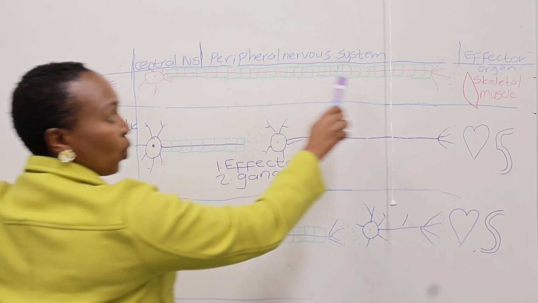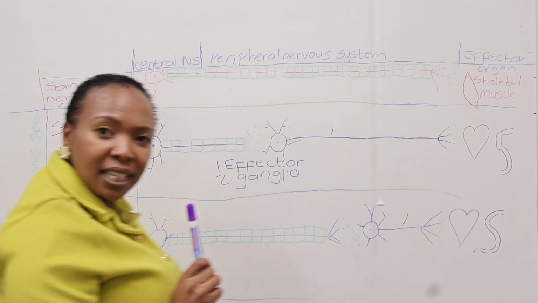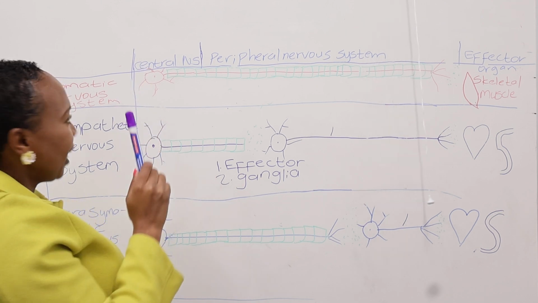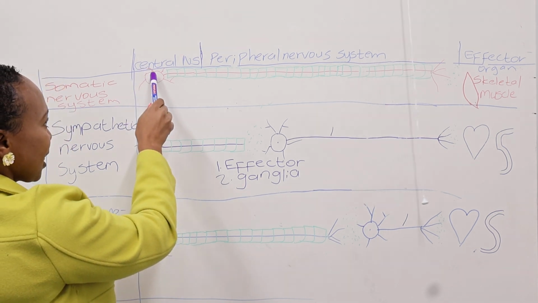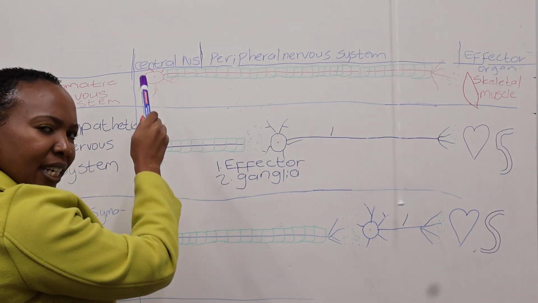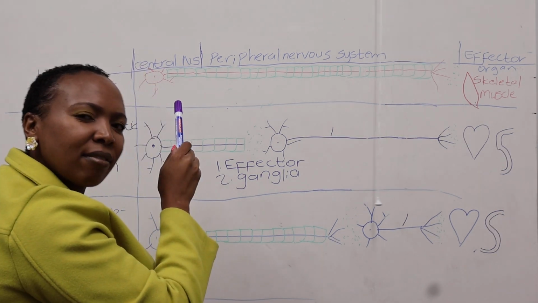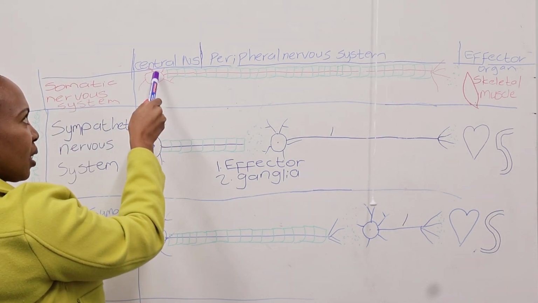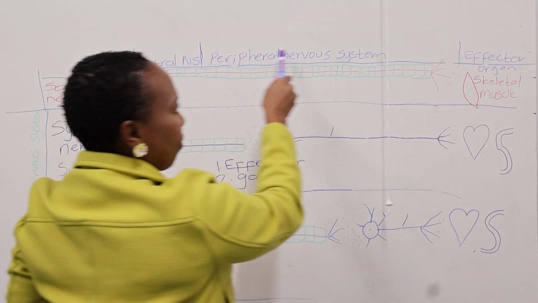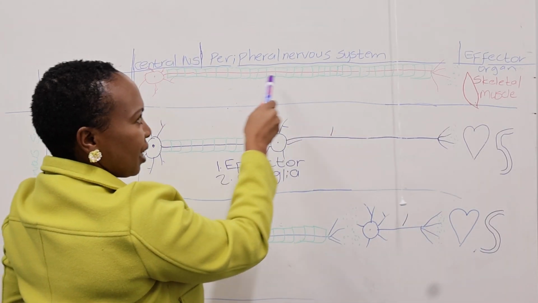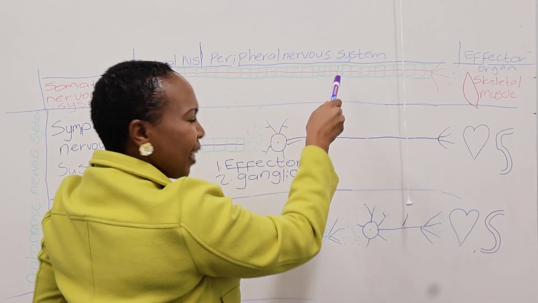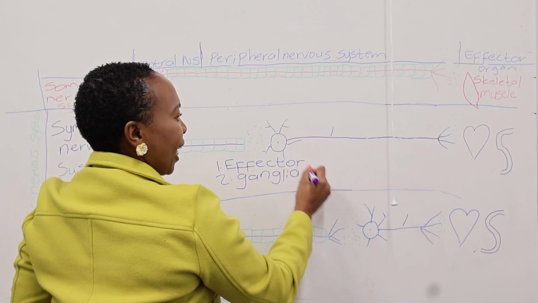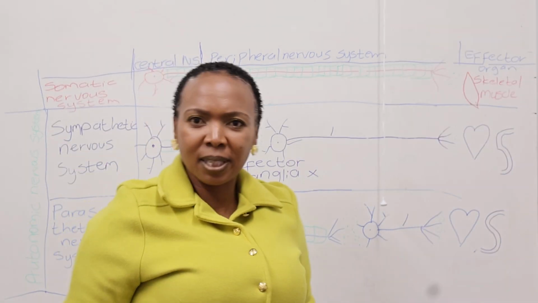So this is the neuron of the somatic nervous system. This neuron, where is the cell body? This is the cell body. Where is it located? Is it within the central nervous system or outside the central nervous system? It's within the central nervous system. In the peripheral nervous system, under the somatic nervous system, do we have any cell body? No. So that means there is no ganglia in the somatic nervous system.